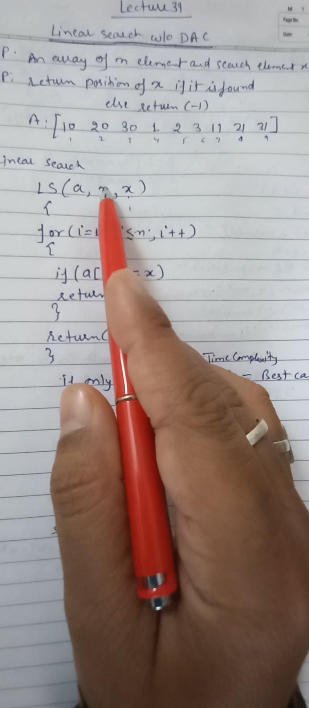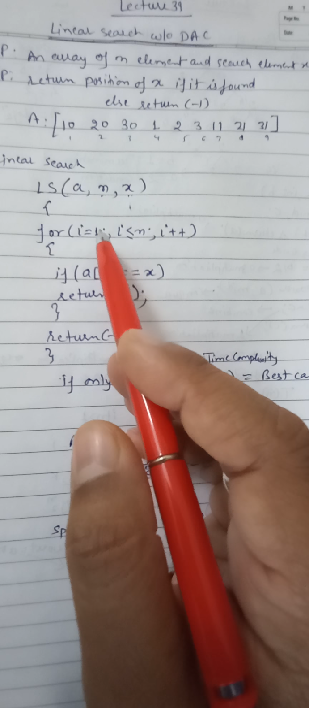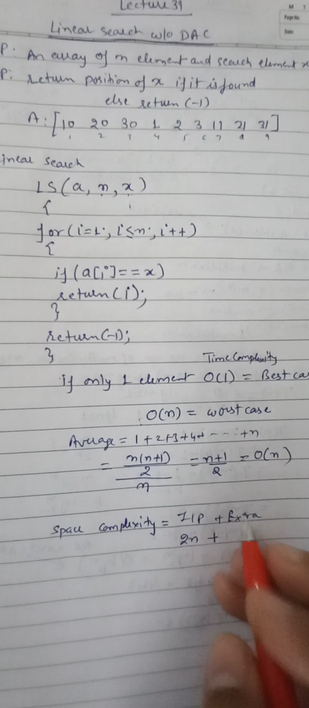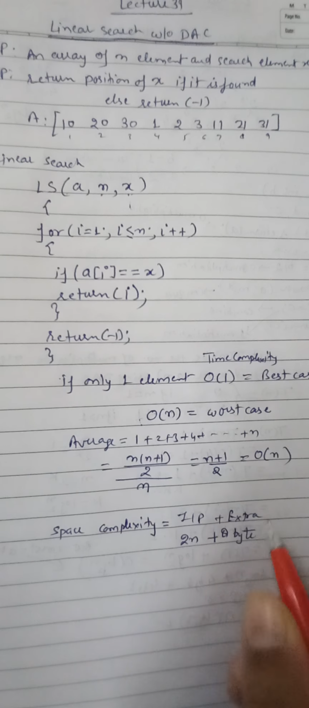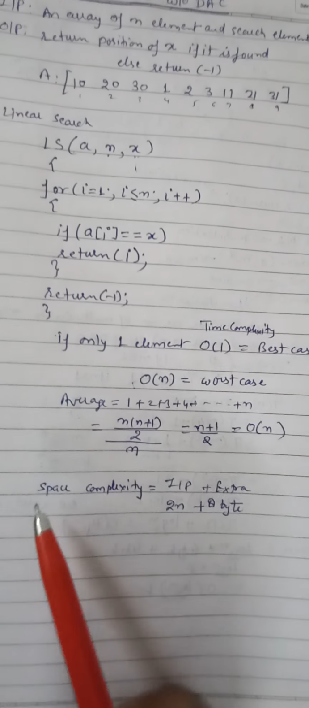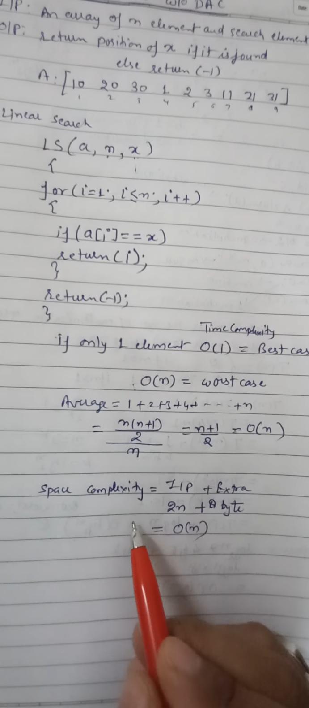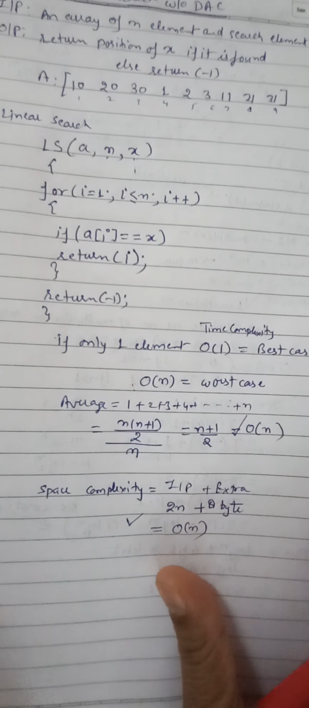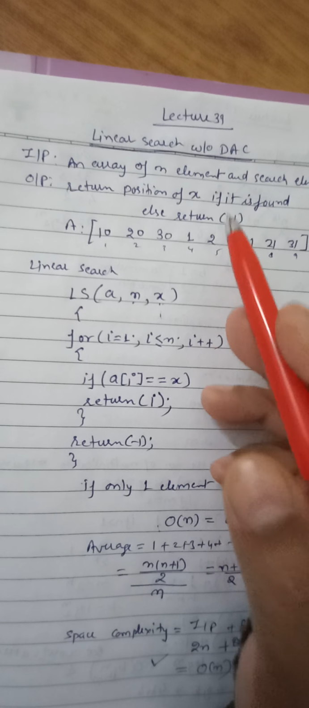What do we have as extra space? The array with n number of elements, the element to be searched, and i for calculating the index. So in total 4 variables, and all are of integer type, so we can simply say 8 bytes, because these are 1, 2, 3 and i is 4. So we can simply say order of n. The space complexity will be order of n and the time complexity will be order of n in the linear search, which we are working on without divide and conquer.